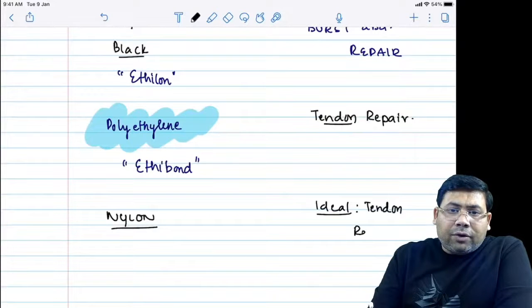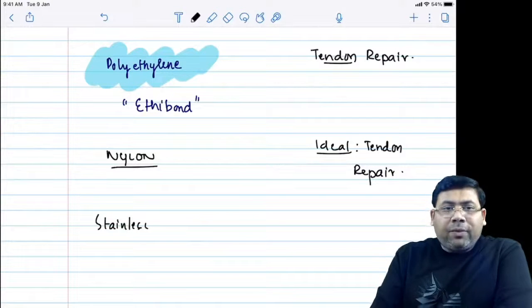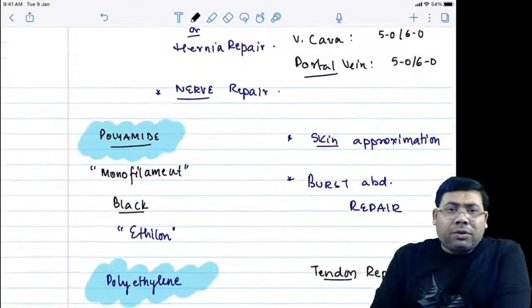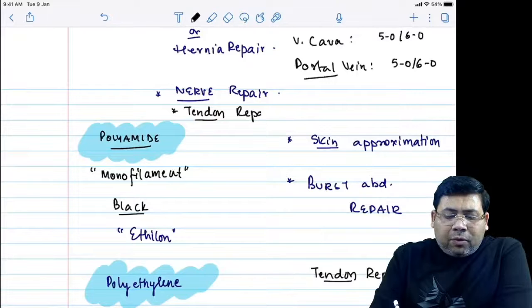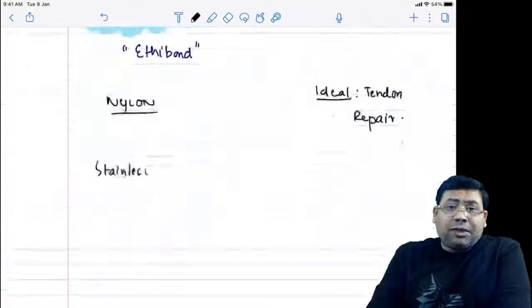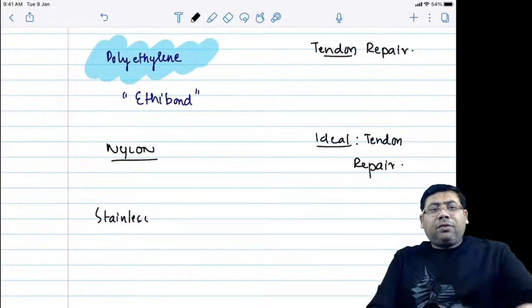One more very important thing, what about stainless steel? Do you know even Prolene can be used? Even Prolene can be used for tendon repair. It's a cheaper alternative. Ethibond is a braided suture, but it's very costly also. So we use nylon, and we use stainless steel.